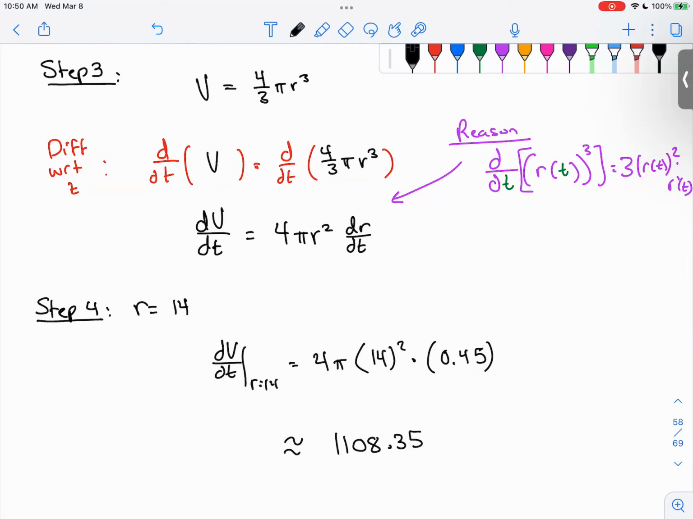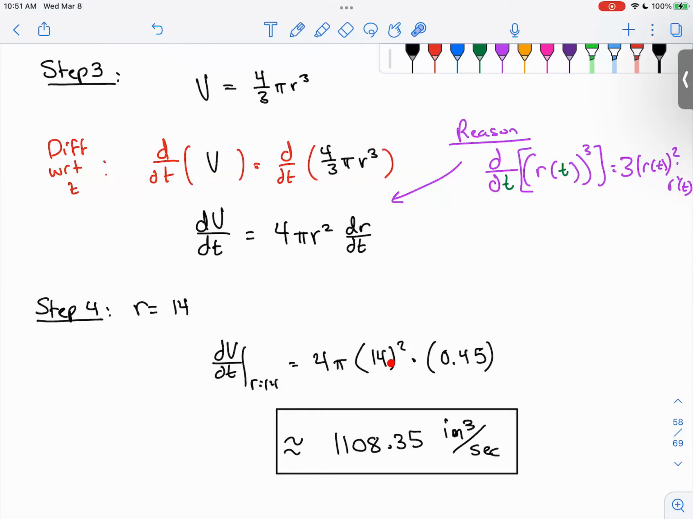Close, not inches squared. Inches cubed. But the good news is, if you're ever uncertain, it gives it to you in the problem statement. If you look at the values in general, this is 14 inches quantity squared. So that gives you inches squared. These are just constants, so they don't give us any units. This was already given in inches per second. So we have inches squared times inches per second. That gives you inches cubed per second.